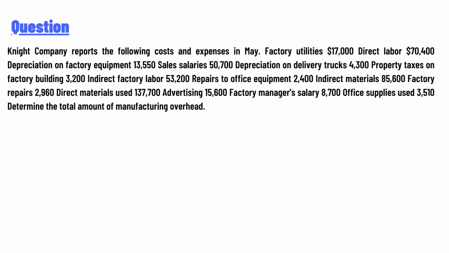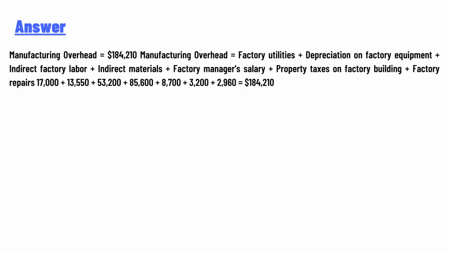Determine the total amount of manufacturing overhead. The answer to the question is: manufacturing overhead equals 1,84,210. Manufacturing overhead equals factory utilities plus depreciation on factory equipment plus indirect factory labor plus indirect material, factory manager salary, property taxes on factory building plus factory repair: 17,000 plus 13,550 plus 53,200 plus 85,600 plus 8,700 plus 3,200 plus 2,960 equals 1,84,210.